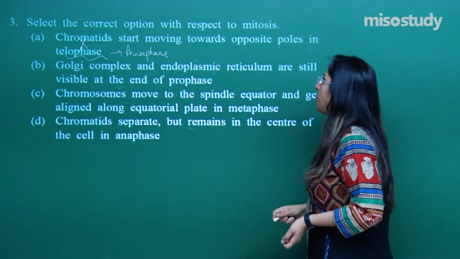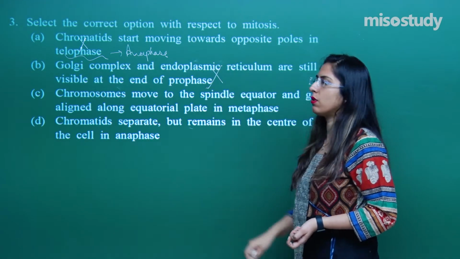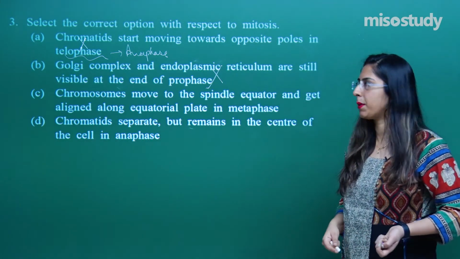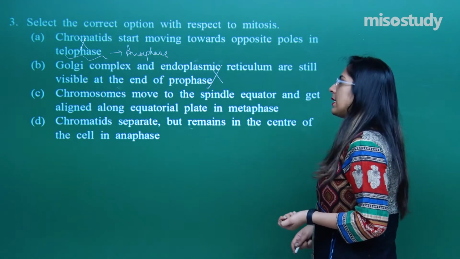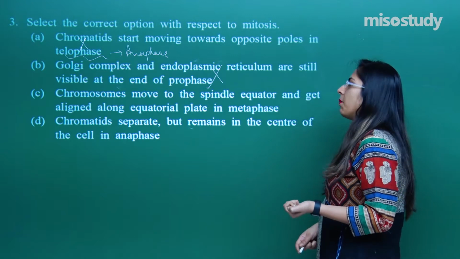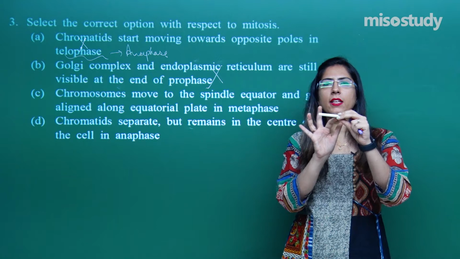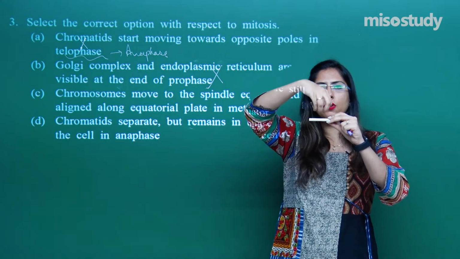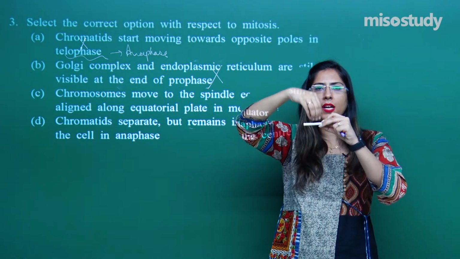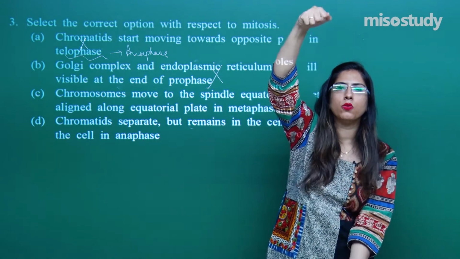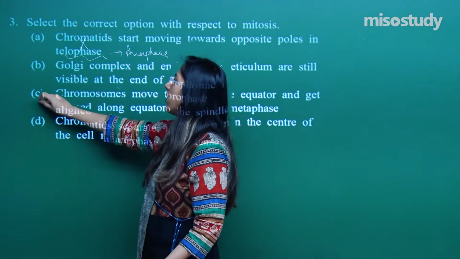Golgi complex and the endoplasmic reticulum are still visible at the end of the prophase? No, not at all. They already disappear. Chromosomes move to spindle fiber equator and get aligned along the equatorial plate in the metaphase. Yes, we know that in the metaphase the chromosomes arrange themselves at the equator, and later these chromosome kinetochores are attached with the spindle fibers, and these chromosomes are stretched, they move towards the opposite pole. That means that this is the correct option.